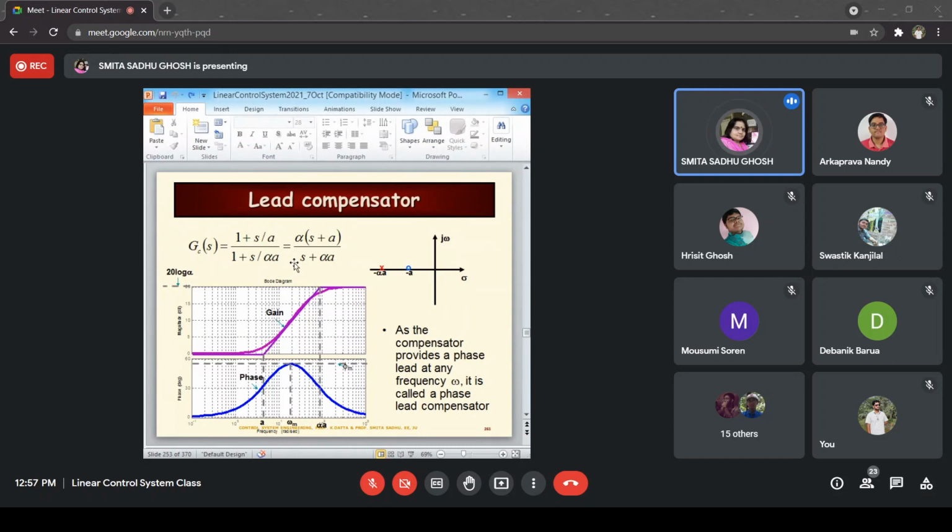Now, which is greater, tan inverse of omega by a or tan inverse of omega by alpha a? I had mentioned that alpha value is greater than 1.